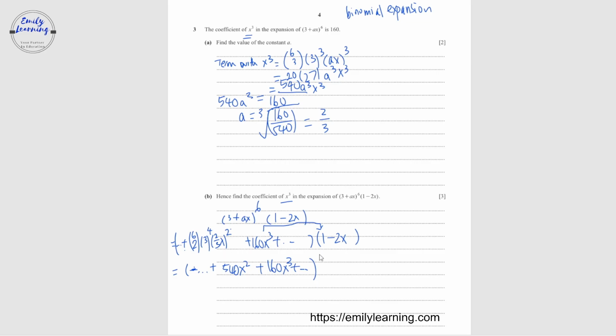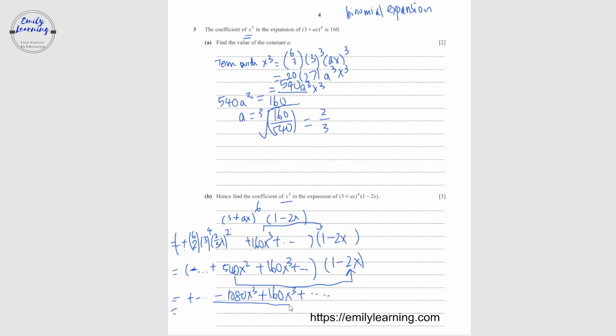Okay, we only need these two terms because we are only interested in x cubed, right? So I know that 540x squared multiplied by minus 2x will give me a term with x cubed, right? So I take 540 times minus 2, I get negative 1080x cubed. Similarly, if I take 160x cubed times 1, I'll get a term with x cubed as well.